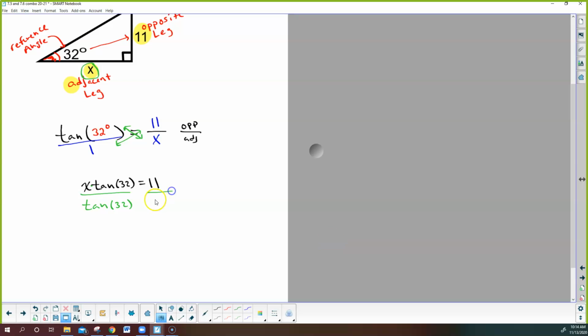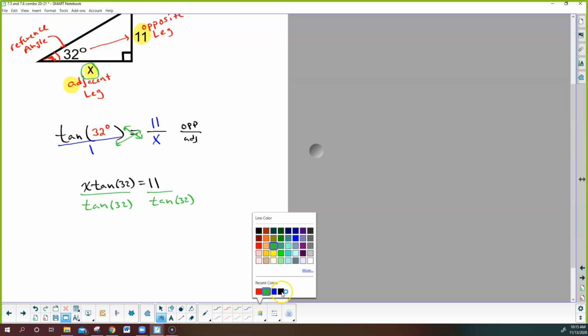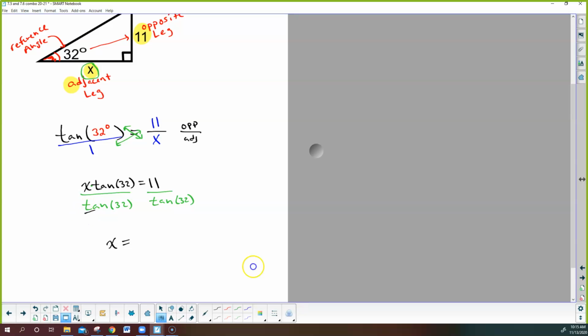We're going to divide both sides by the tangent of 32 degrees. Well, what happens then is the tangent of 32 is just a number, so we treat it the same way. The tangent of 32 reduces out, and then I'm left with this part right here: 11 divided by the tangent of 32. And now I'm going to grab my calculator.